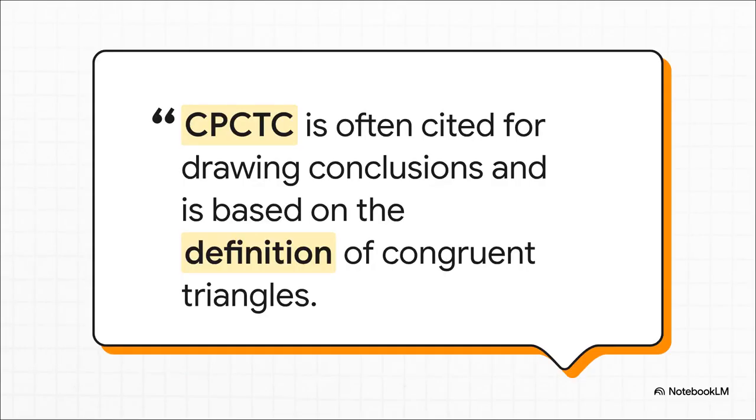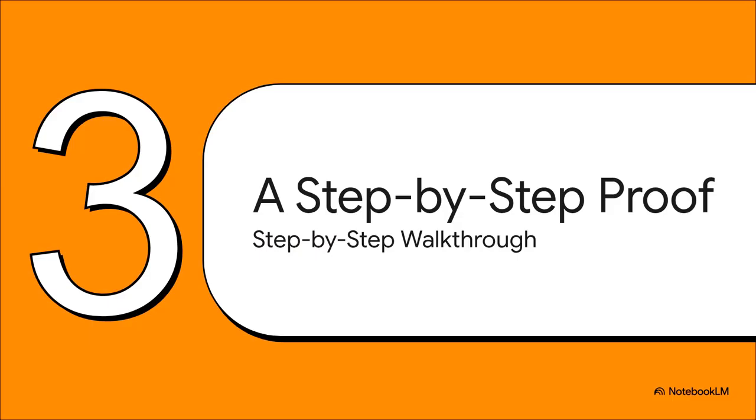And this really hits the nail on the head. CPCTC isn't a method to prove the triangles are congruent. Think of it as the logical bridge you cross after you've already done that hard work. It's what allows you to make all these other claims about specific sides and angles. All right, enough theory. Let's get our hands dirty and see this in action. We're going to walk through a formal 2-column proof, step by step, to see exactly where CPCTC comes into play.